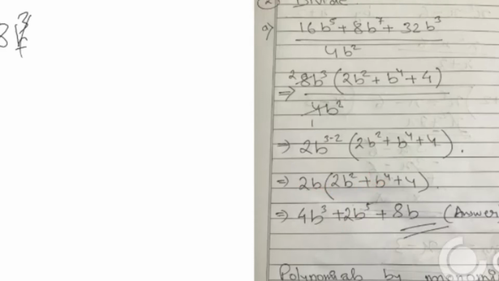b into b to the power of 4 is b to the power of 5, because here the power is 4, here the power is 1. So 1 plus 4 is 5. Plus 2 into 4 is 8. And here there is no b, but here there is b, so one single b is written. So the answer is 4b to the power of 3 plus 2b to the power of 5.